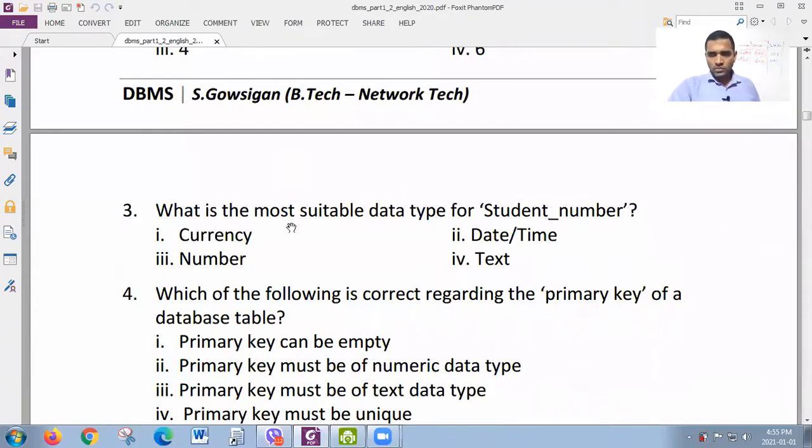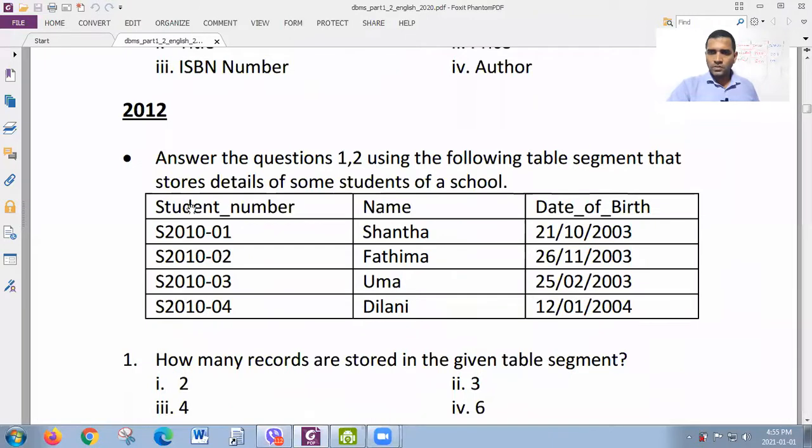What is the most suitable data type for student number? What is the most suitable data type for student number? The question is about this data, right? Answer, who is it? Kavin. Text. Abinesh.